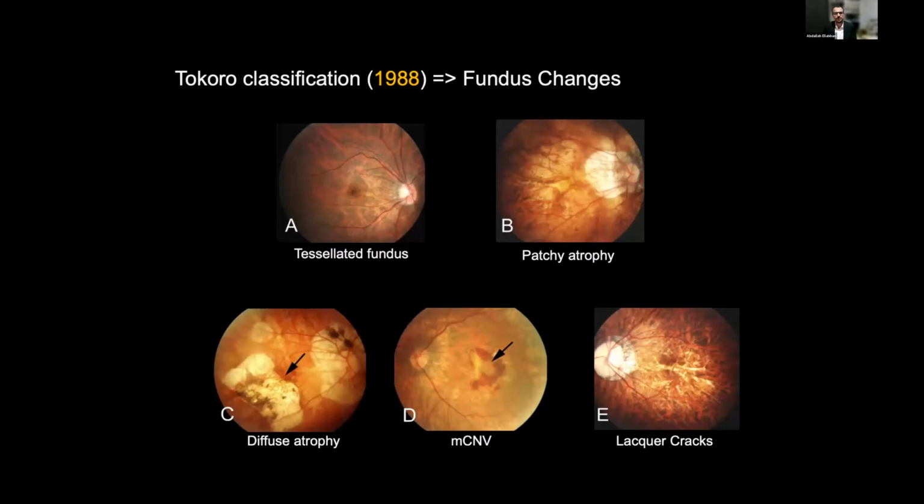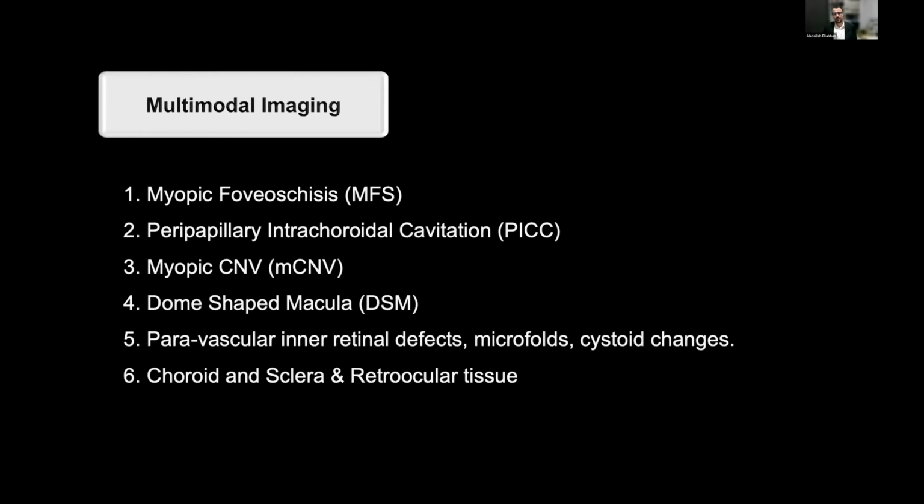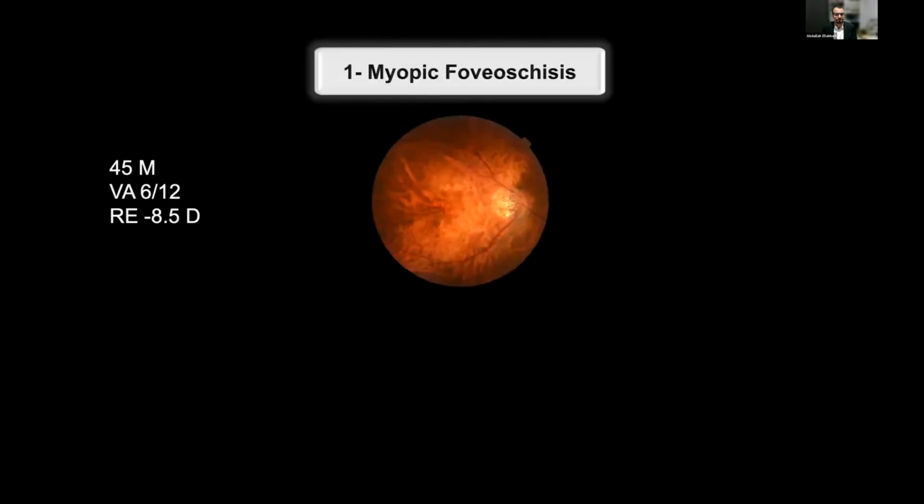Another trial to classify the macular changes, as we all know, includes tessellated fundus, atrophy, myopic CNV, and lacquer cracks. But with the advent of multimodal imaging, we learned that there are a few other changes which are actually more essential to correlate with visual changes in myopia. And I'll take you quickly through each of these.